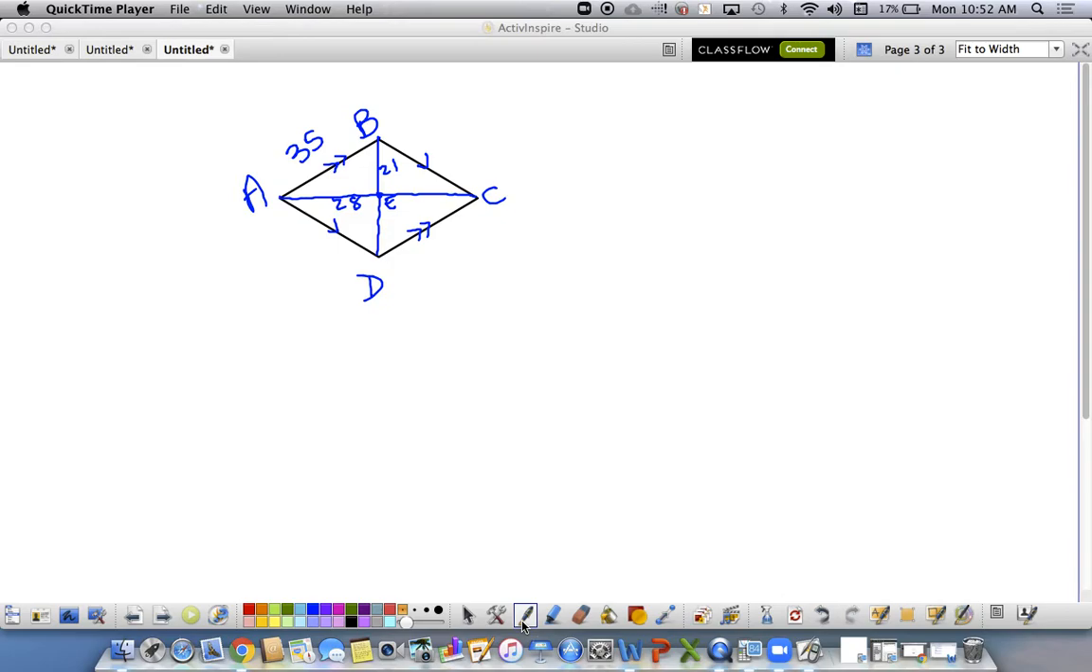And I'm asking you, what type of parallelogram is this? Okay. Question, could you tell really quick, is it a rectangle? This 28 and this 21 should tell you it is not a rectangle. Okay? Because 21 does not equal 28. Well, what about a rhombus? What do we know about the diagonals of a rhombus? That's right, they are perpendicular.